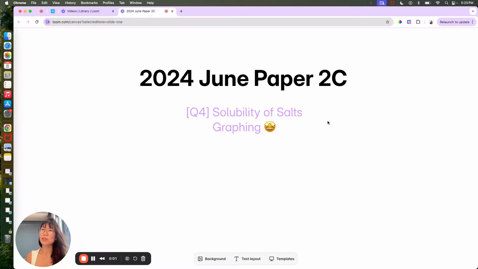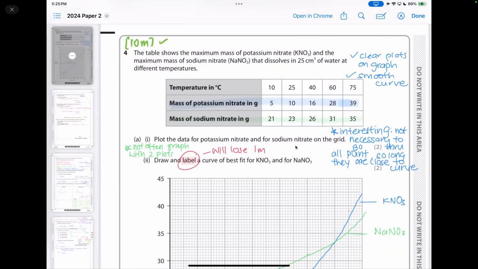Today we're going to look into question 4, which is on solubility of salt. This is a very unique graphing question, 10 marks, but this time around you need to plot two lines for two different graphs, rather for two different salts. So let's dive in. With this question, you get a table with two different salts.